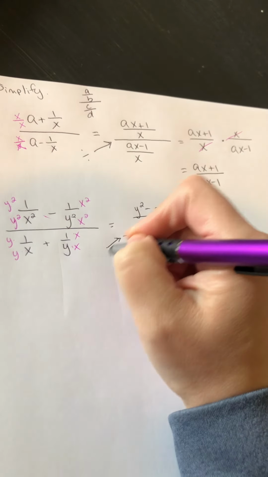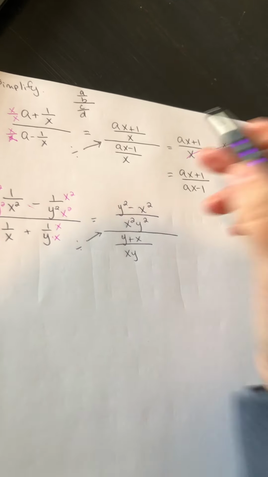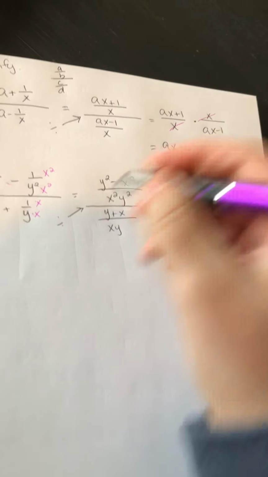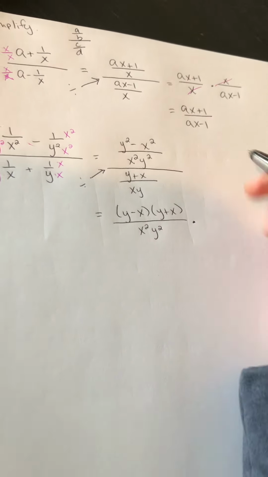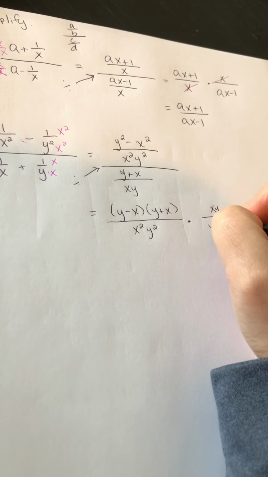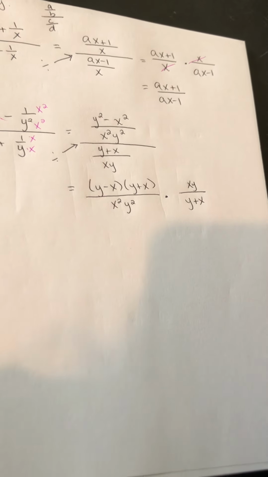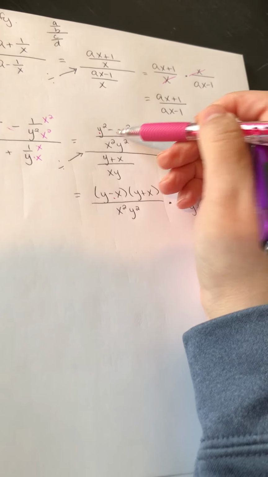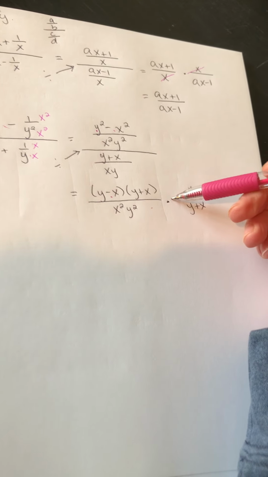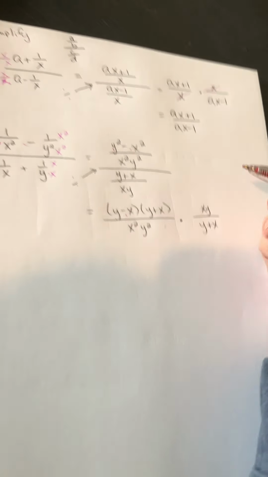Now, again, this is division, so I'm going to keep my numerator. I'm going to go ahead and factor this too. y squared minus x squared is a difference of squares, so that's y minus x times y plus x over x squared y squared, times, I'm going to flip this one, so I've got xy over y plus x. So using difference of squares, these are the same, so I kept the numerator and then I've switched to multiplication and flipped the denominator. Now I can simplify.